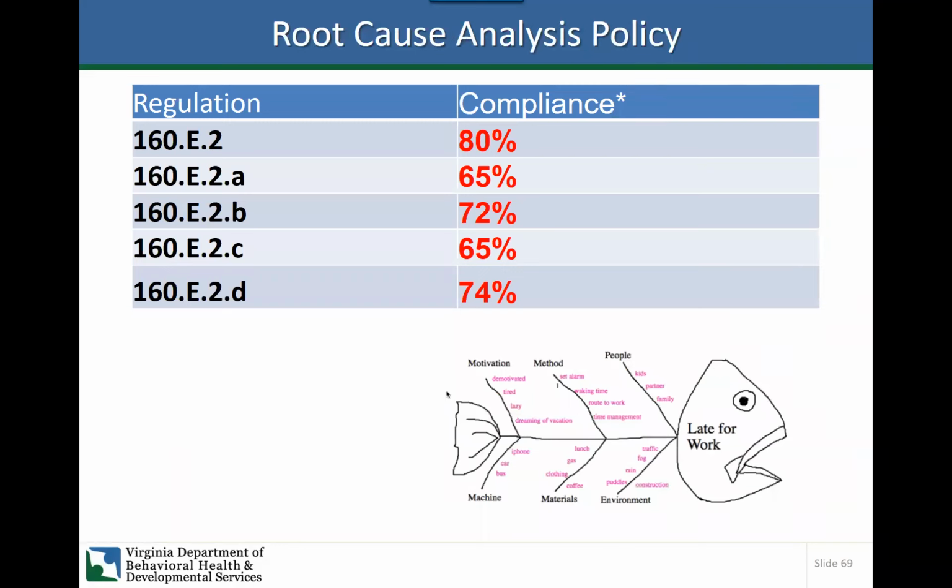So that is why E2A, maybe 65%, 2B, 72, 2C, 65, and 2D, 74%. So let's look at the identified issues.